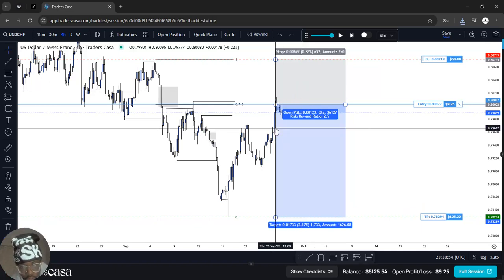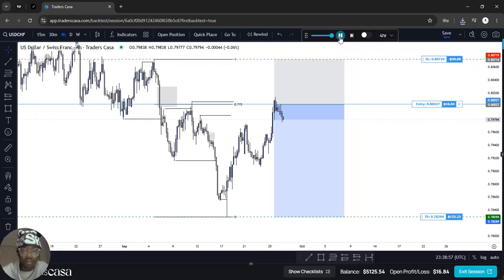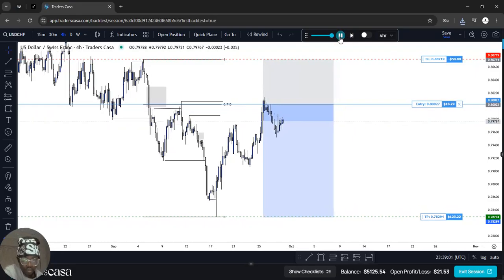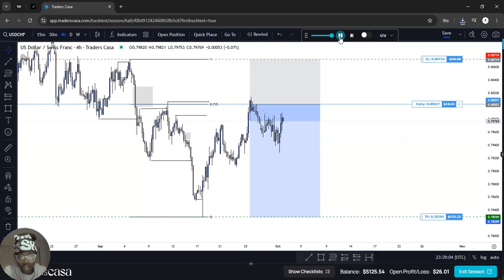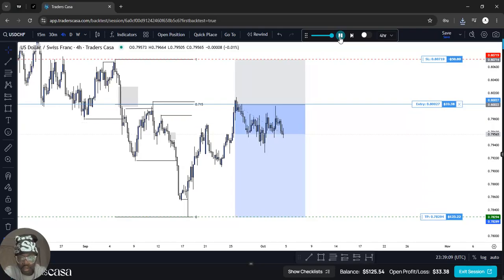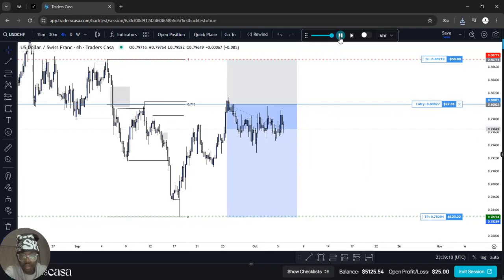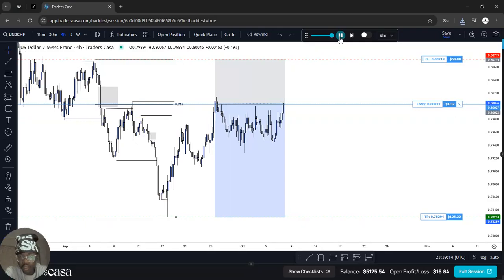We're tagged in New York session again, crazy. So let's see. And this high was taken out as well, which is good. Whether we hit SL or TP here, we followed our rules, and we're still moving the way we move.